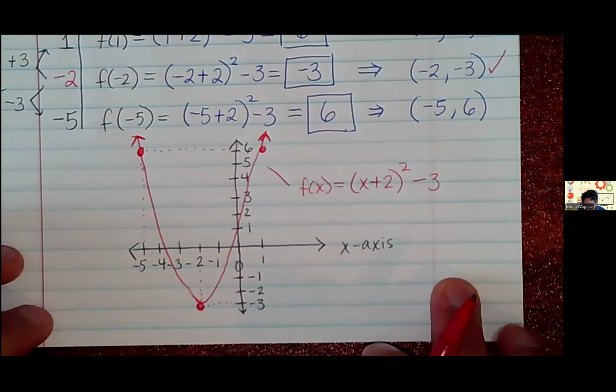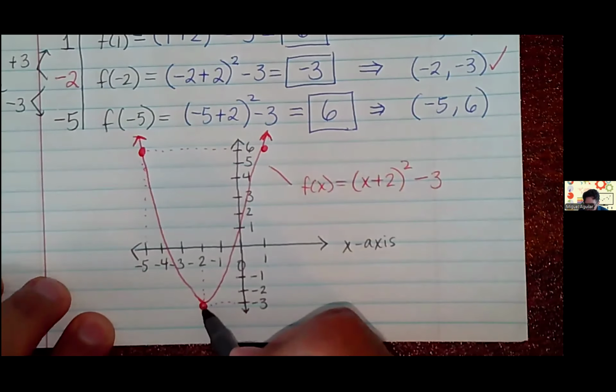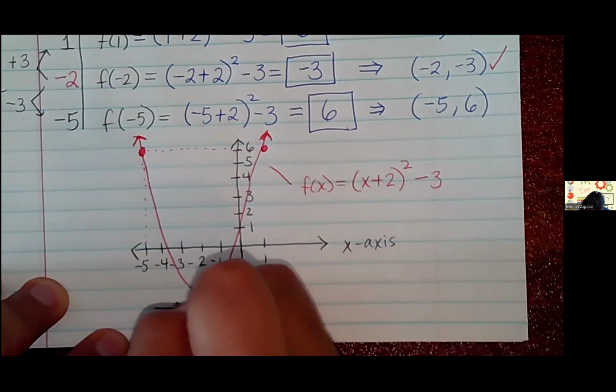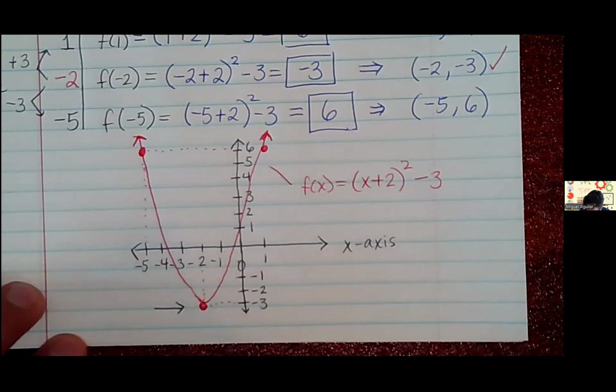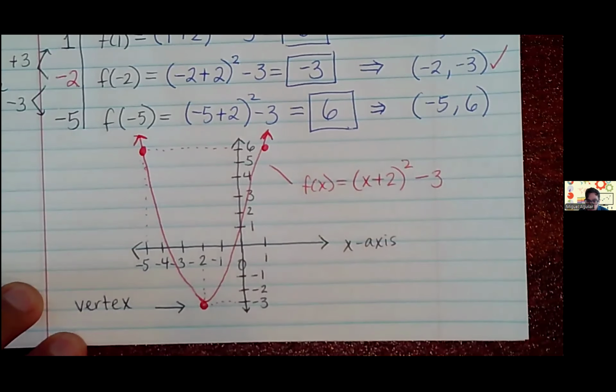All right. Now, in the PowerPoint, the image mentions that there are some features of this graph that we need to be aware of. The first feature is this point right here at the very bottom of the graph. This point at the very bottom of the graph is called the vertex of the parabola.